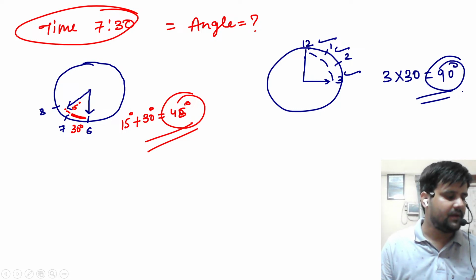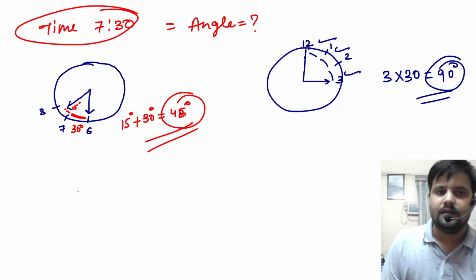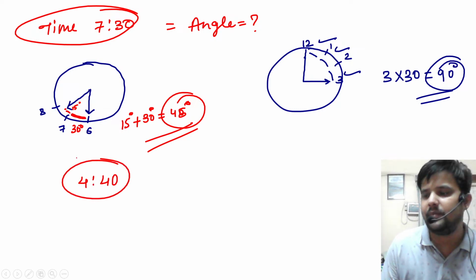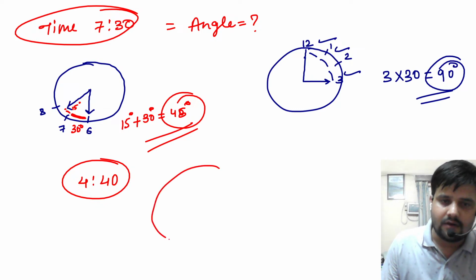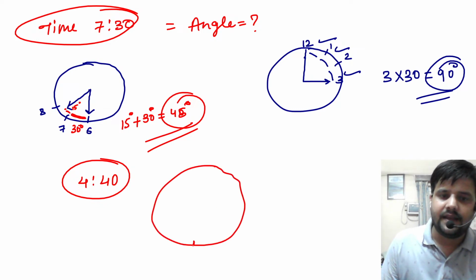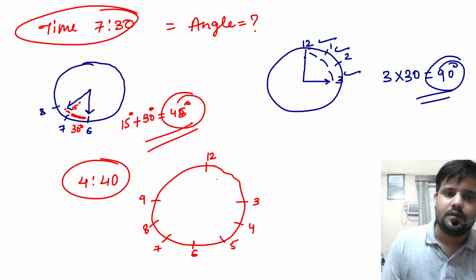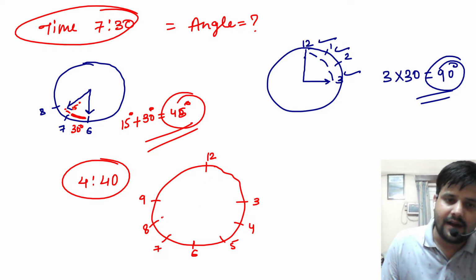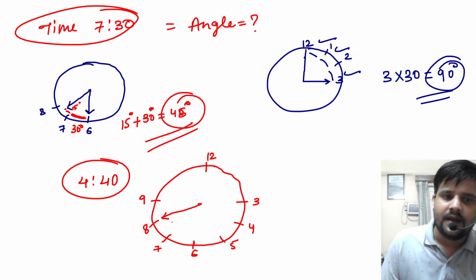Okay, let's take another example. Let's take time at 4:40. What will happen at 4:40? So I'll make a clock again, and I'm making here 6, 12, 9, 3, 8, 7, 5, 4. So now at 4:40, the minute hand would be at 8 exactly, isn't it? Now, since the time is beyond 4, the hour hand would be somewhere between 4 and 5, isn't it?